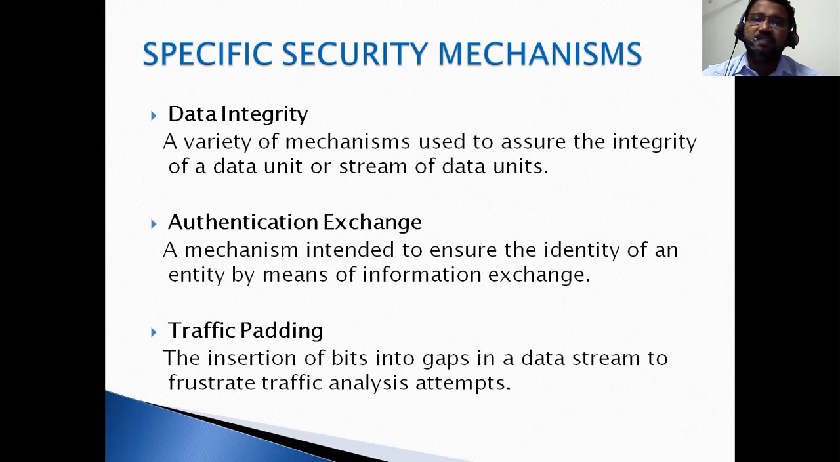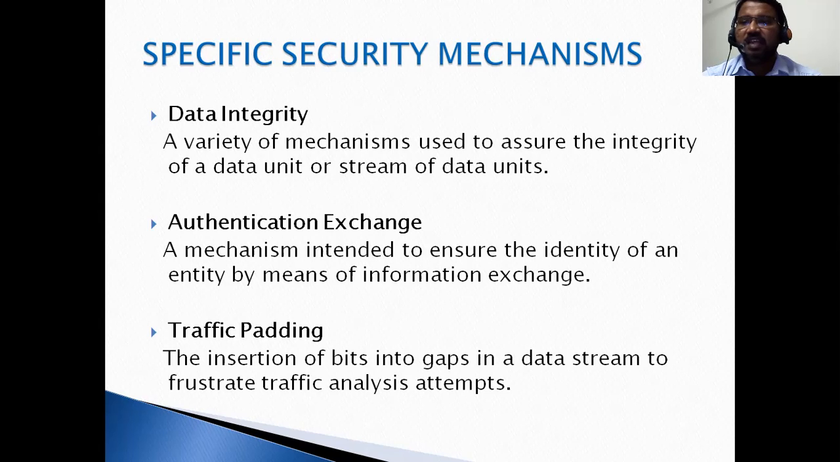So before transferring the data from one user to another user, we are going to verify the identity of the particular users, whether we are transferring the data to the genuine user or not, or whether the data is being received from the genuine user or not. This authentication will be done before transferring the data. This type of security mechanism is called authentication exchange.